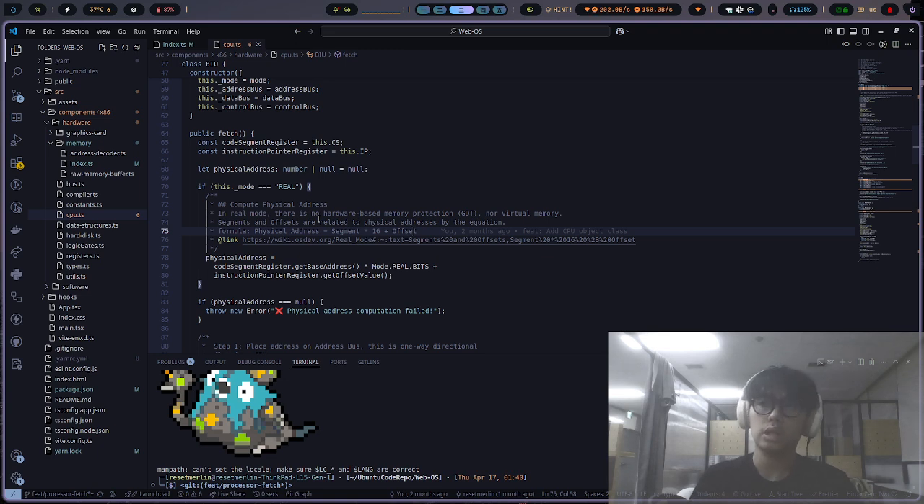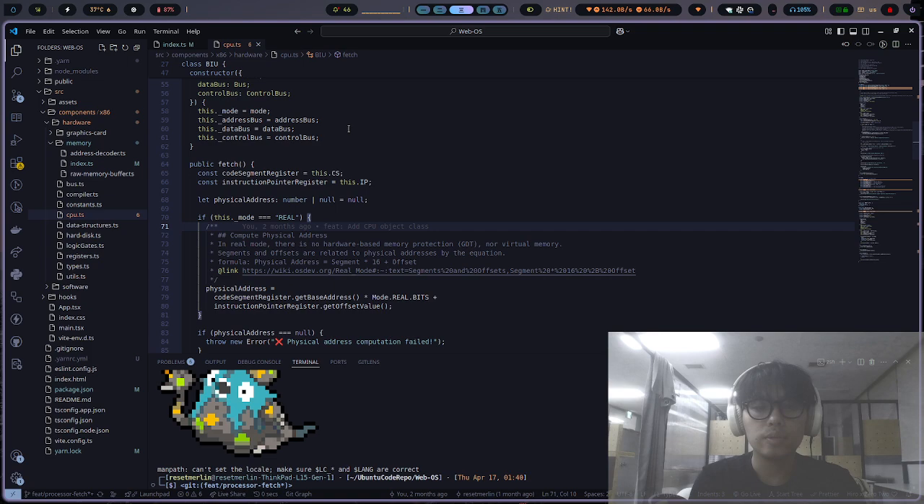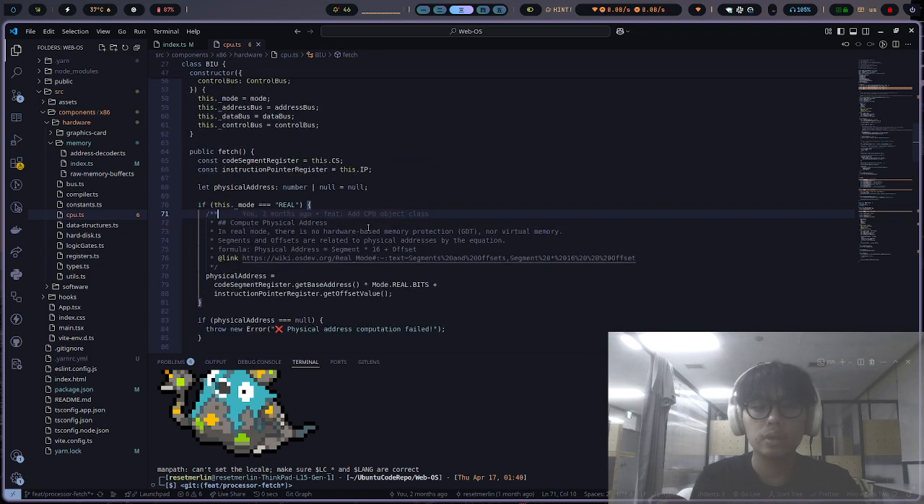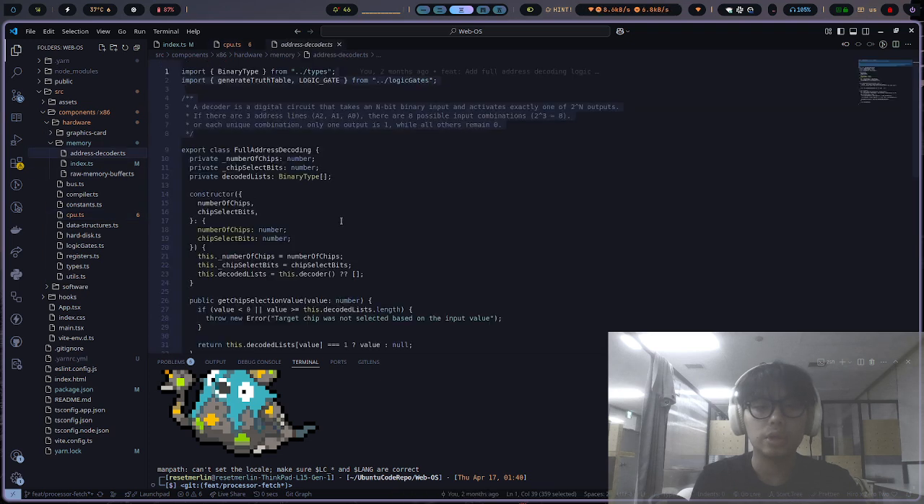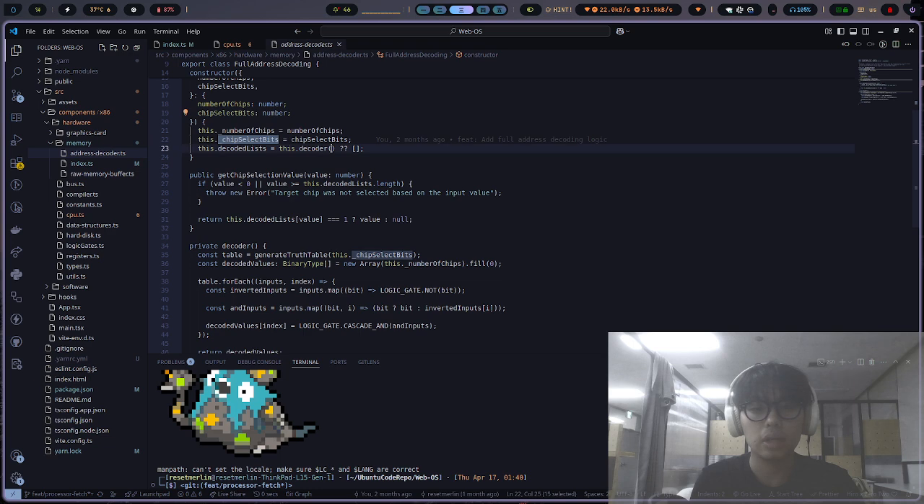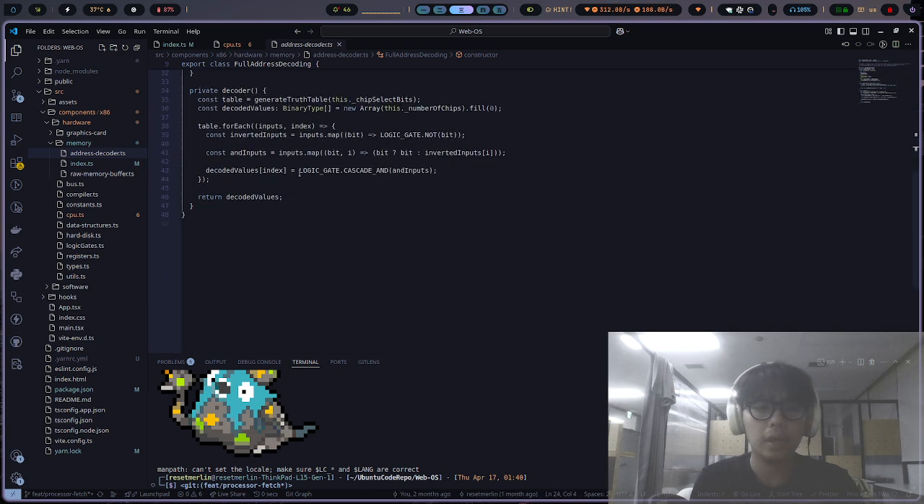Also, in x86 architecture, you put instructions into a queue, called the prefetch queue, because while doing the fetch, it can be doing the execute or decode to maximize time. This is the real process. I implemented real mode with physical addressing, and I also implemented the decoding part: the number of chips, chip select bits, and the decoder. I also made a truth table based on the array.